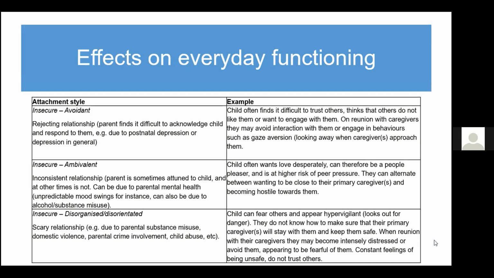So what are the effects on everyday functioning? We've touched upon this a little bit in terms of thinking about how these different children might present in school. But again, there are some further ideas under each attachment style. So those children that are insecure avoidant have had that rejecting relationship, where the parent finds it difficult to acknowledge the child and to respond to them. That's often due to factors such as depression or substance misuse and so on.